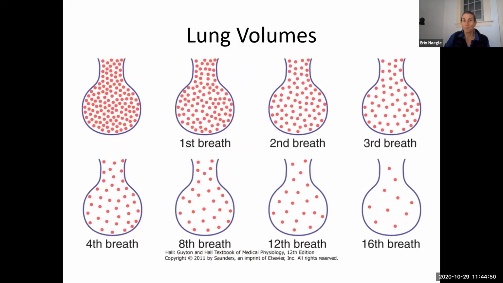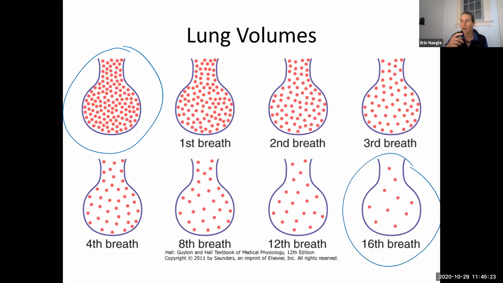If those red little dots represent the molecules of air that are currently in your lungs, and you start to breathe, and we're not going to track the new molecules, you'll notice that even after you breathe 16 times, some of the molecules that were originally in your lungs are still there. With every breath, remember you have that residual volume. You still have some air in your lungs, so you're constantly mixing the new air with the old air.